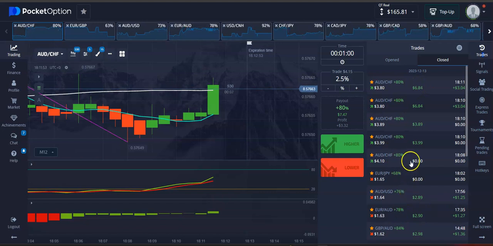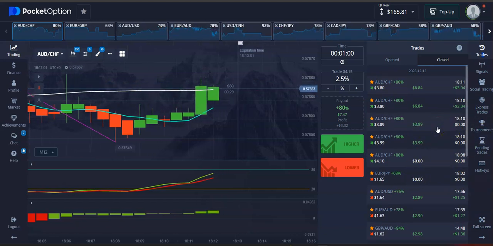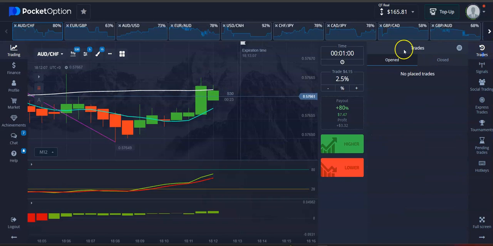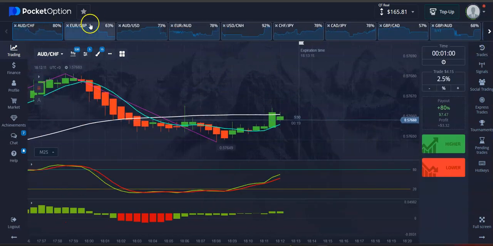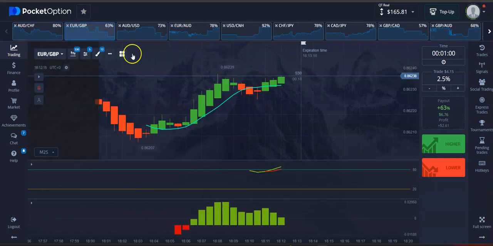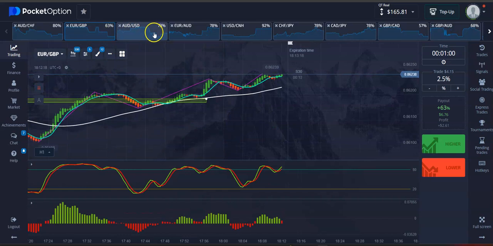Okay, so on today's session, let's go back. 1, 2, 3, 4, 5, 6, 7, 8. So we placed 8 trades. We lost 2, we broke even on 2, and we won 4. So that pretty much gives you an idea that this strategy works.